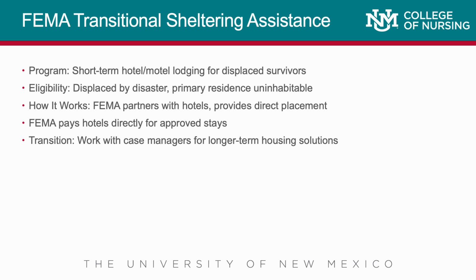And then there's transitional sheltering assistance. TSAs provide short-term hotel lodging for displaced survivors. It bridges the gap between emergency shelters and long-term housing. FEMA pays the hotel directly. Nurses should assess whether hotel placements are appropriate and accessible for clients with specific functional needs.